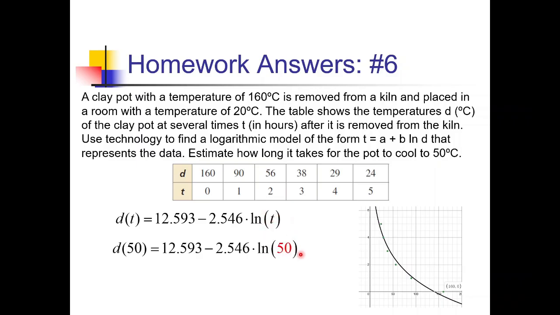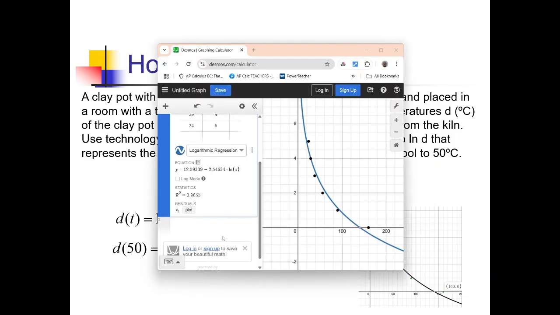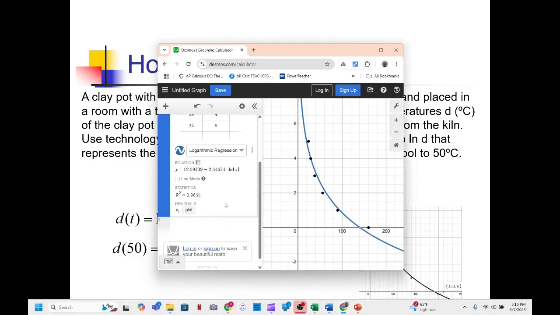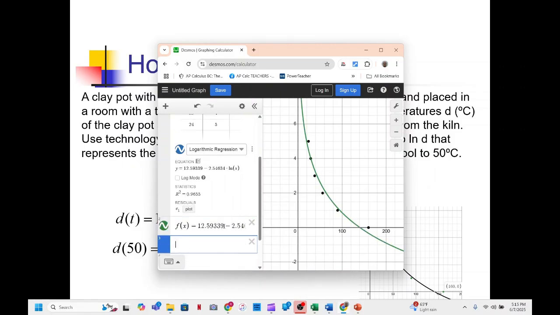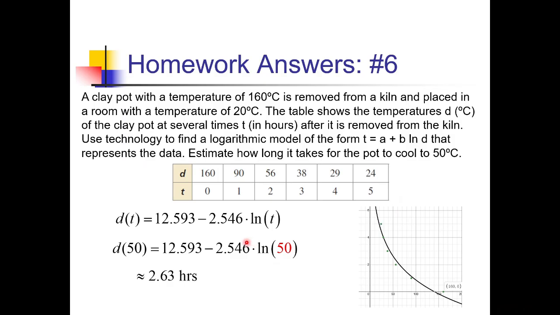So let's do that. Going back to this, if I actually want to use this, I'm going to click on my equation button. That cuts and pastes it here. And I'll just rename my logarithmic function. So f of x is what I'm going to call this. And if I want to figure out 50 degrees, let me just do f of 50. And it looks like that's going to be 2.632. So roughly 2.63 hours is the time it takes this thing to cool to 50 degrees.